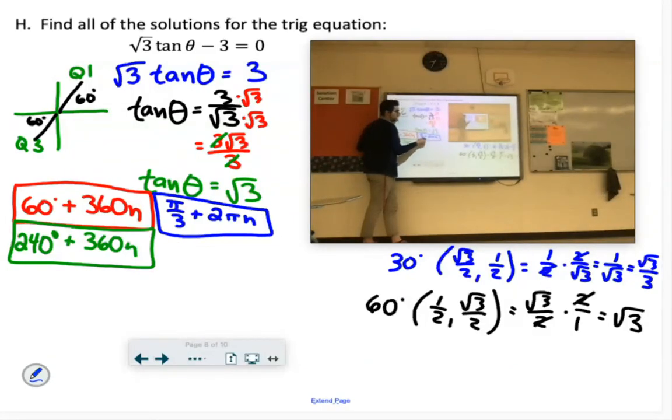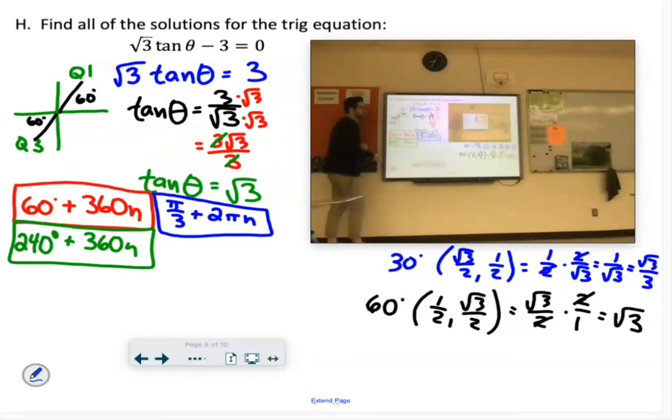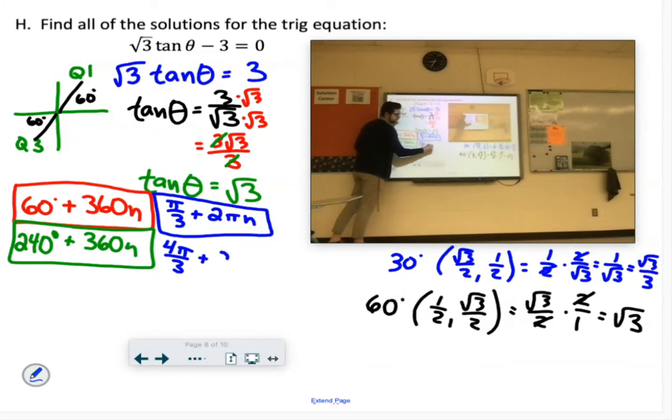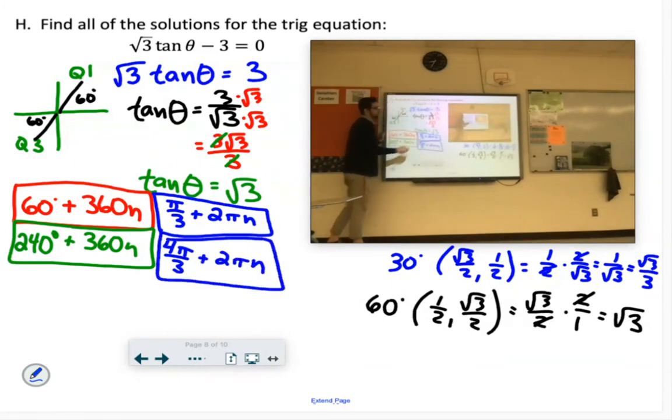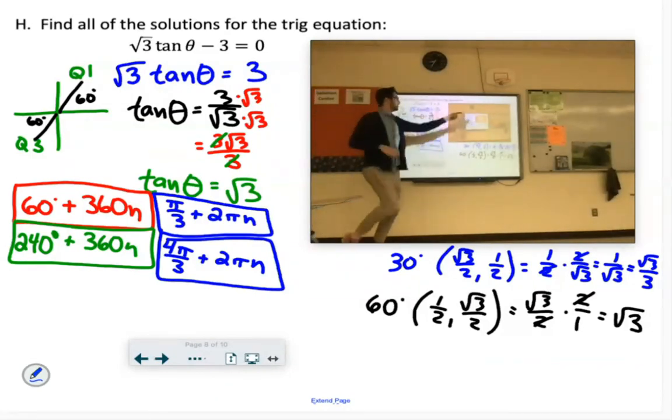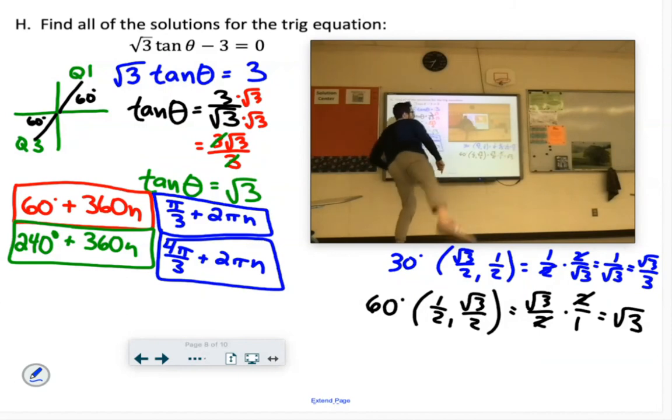And really, you could have any variable you want. You don't need it to be n. 240 is 60 times 4, so pi/3 times 4 would be 4 pi/3 plus the 2 pi n. This lists every angle in degrees, in radians, and the co-terminal angles.